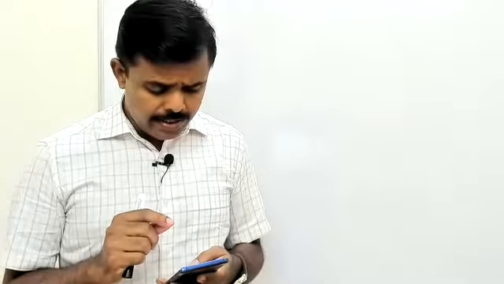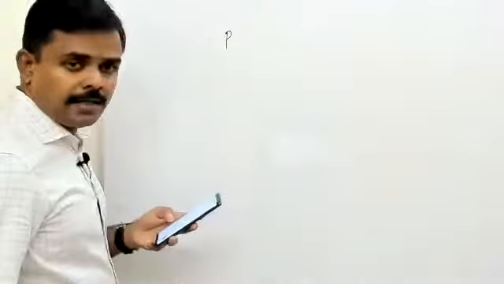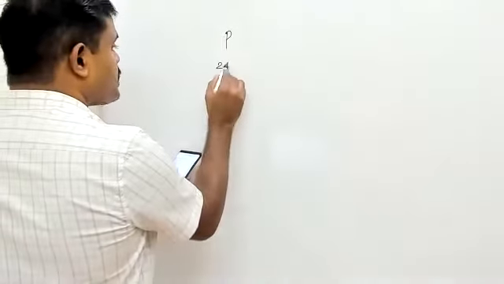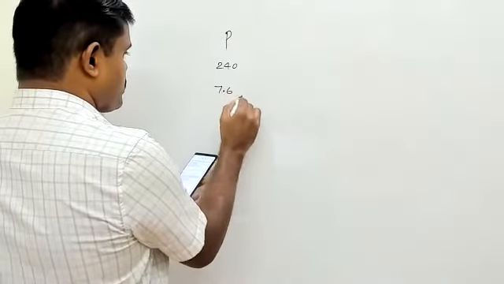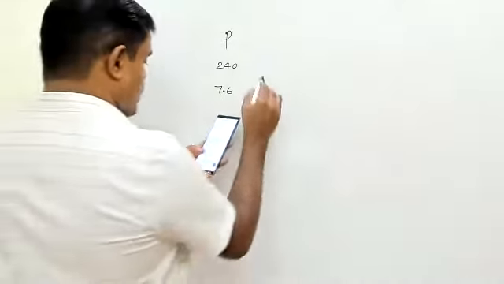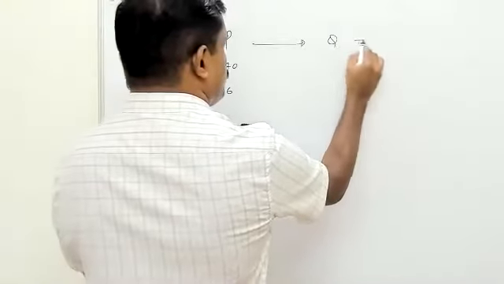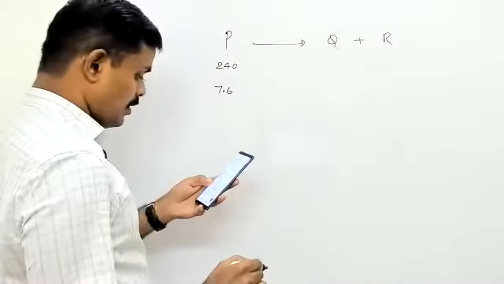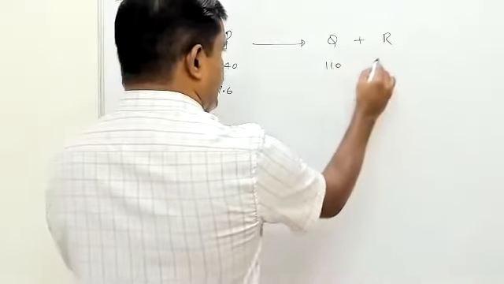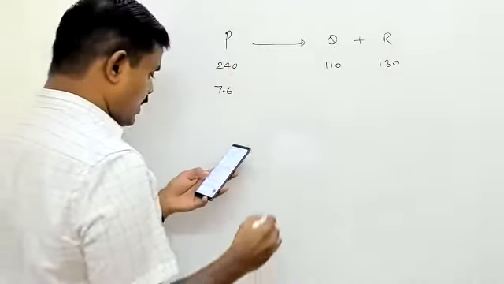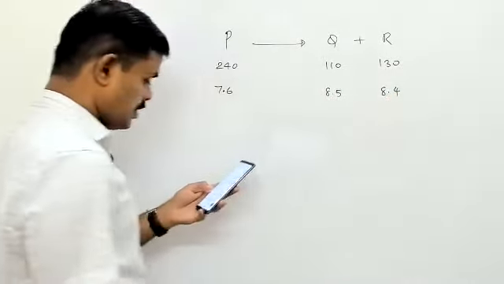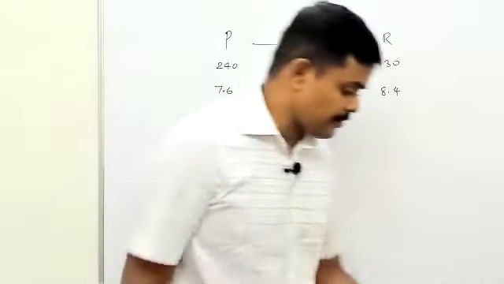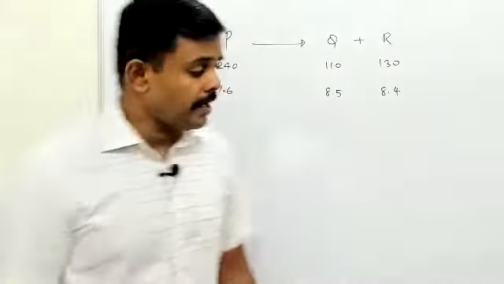Right. Question number 24. A heavy nucleus P of mass number 240 and binding energy per nucleon 7.6 splits up into Q and R of mass numbers 110 and 130, and binding energy per nucleon 8.5 and 8.4 million electron volt. Calculate the energy released in fission. I'll do this question first, then I'll give you the related questions.